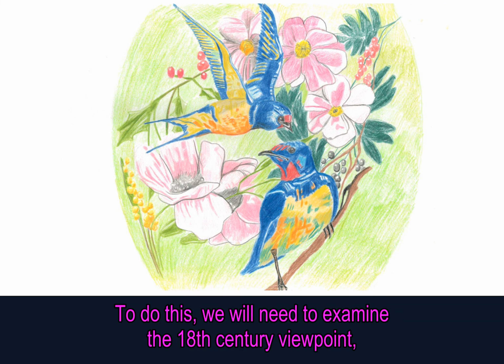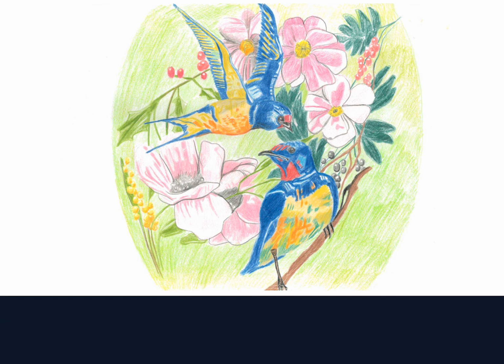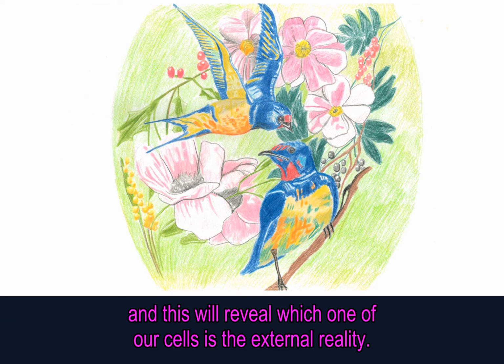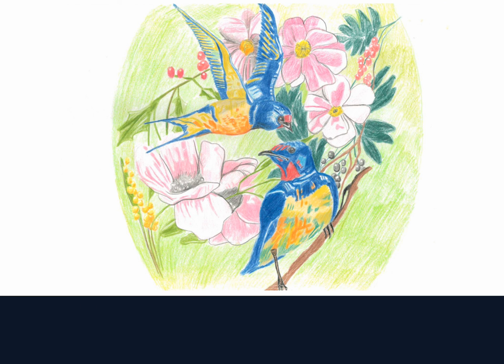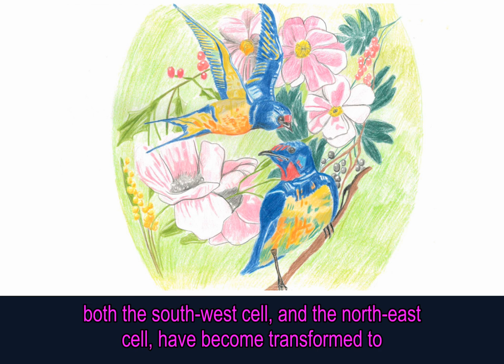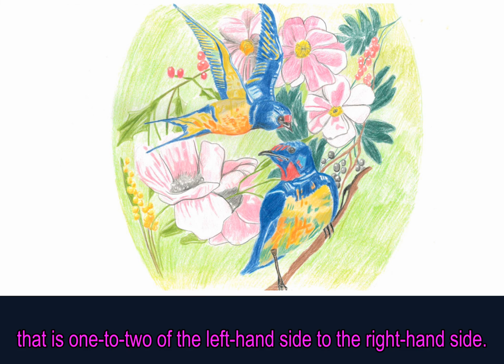To do this, we will need to examine the 18th century viewpoint, and hopefully it will be consistent. If it is consistent, we know it to be true, and this will reveal which one of our cells is the external reality. Please note that in the table for the 18th century price, both the southwest cell and the northeast cell have become transformed to the same ratio, which is 1 to 2, of the left-hand side to the right-hand side.